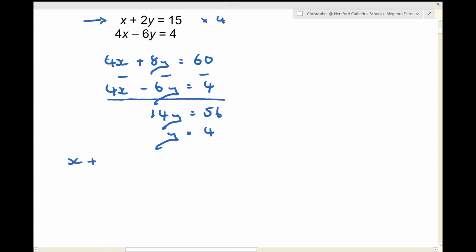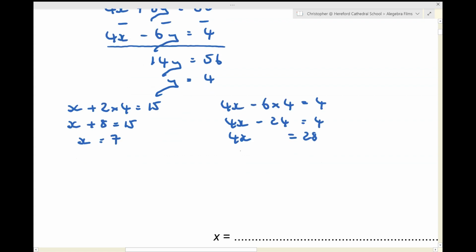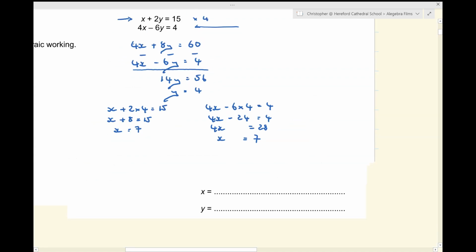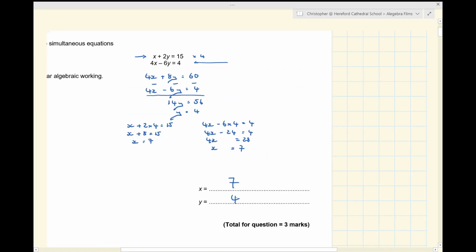Right, now I'm going to look at this top equation to work out x. The top equation is x plus 2y, so that's x plus 2 times 4 equals 15. So x plus 8 equals 15. So x equals 7. Now let's do the same with this second equation, 4x minus 6y, that's minus 6 times 4, because I think y is 4. And now we'll solve this equation and see if we also get x is 7. Add 24 to both sides, divide by 4, look at that, x is 7. So my answers are that x is 7 and y is 4.